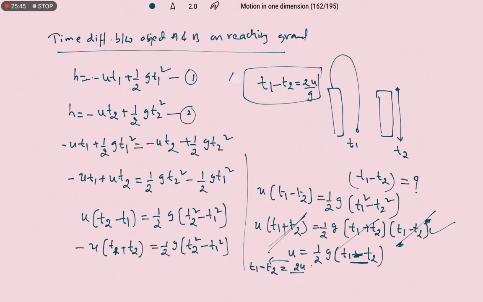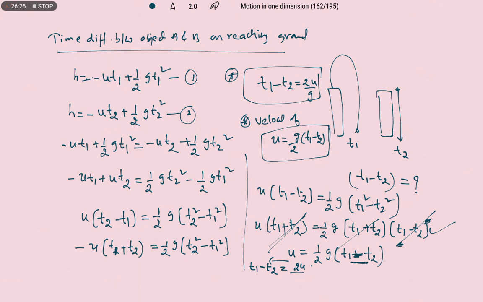Again, for suppose the times taken t1 and t2 are given, they are going to ask what will be the velocity of projection. So how can we write the velocity of projection? You can write this as u is equal to g by 2 times of t1 minus t2. So this is the velocity of projection. Okay?